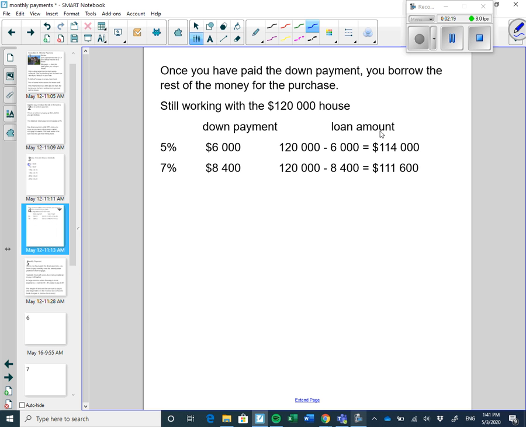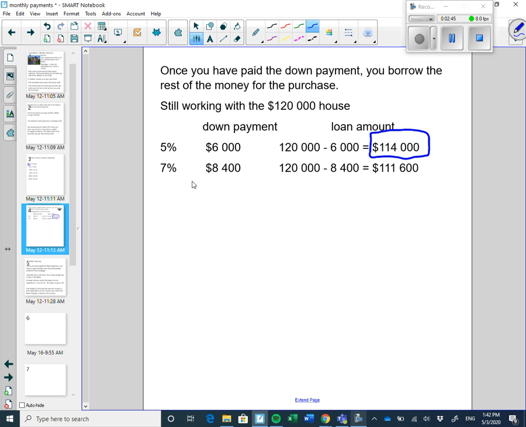Okay, and so remember again, once you've paid the down payment, you borrow the rest of the money for the purchase. So if we're still working with our example $120,000 house, if it's a 5% down payment, you take 120,000 times 0.05, that would give you a down payment of 6,000. And the purchase price of the house is 120, minus the 6 is 114,000. So your loan amount, your mortgage in this case, would be 114.